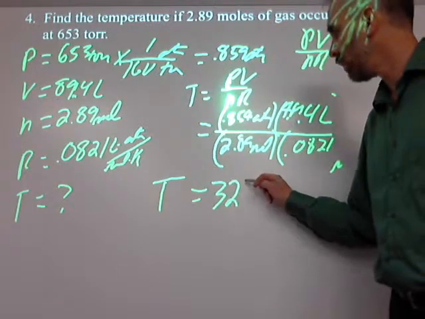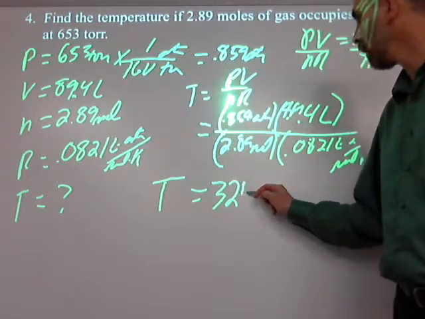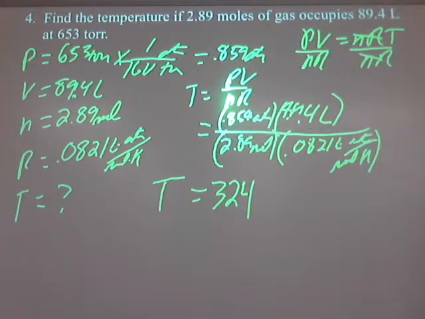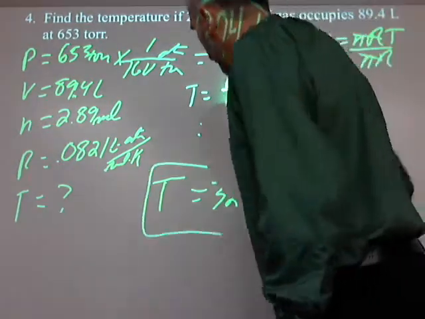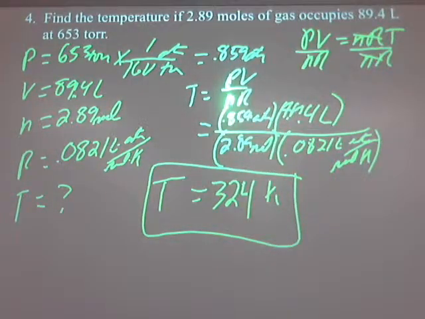323.7 Kelvin. 324 then? Yep. Is that correct? Okay, and that's Kelvin. Hey, what if I asked you for that in Celsius? What would you then do with that number? Subtract 273. Okay.